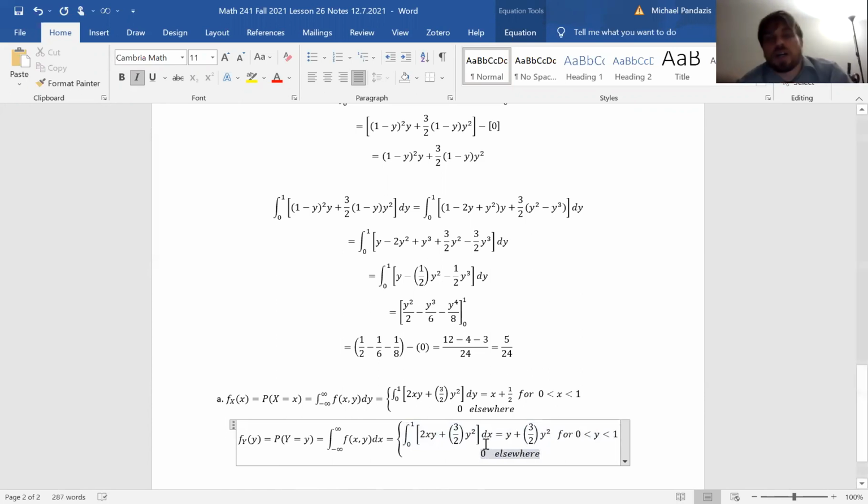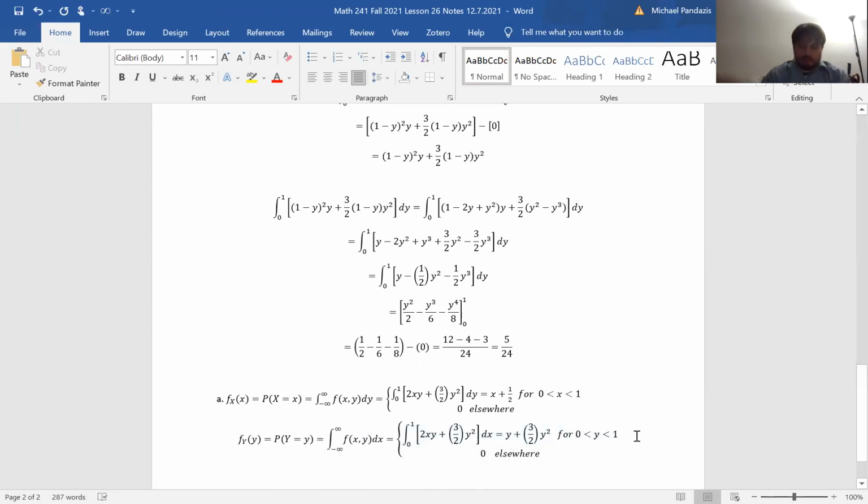Okay, so if you choose a y between 0 and 1, then that means the PDF is non-zero. But now you integrate over all of x. And when you integrate over all of x, you're only integrating from 0 to 1 because the PDF is also 0 when x is not between 0 and 1. And so you get this integral over all of R, which boils down to just between 0 and 1 with respect to x. You get this for those y's and 0 for everything else. Okay, so you have to think about that.